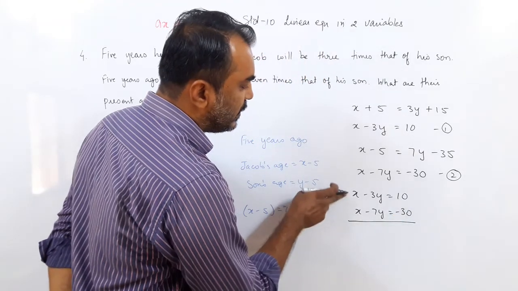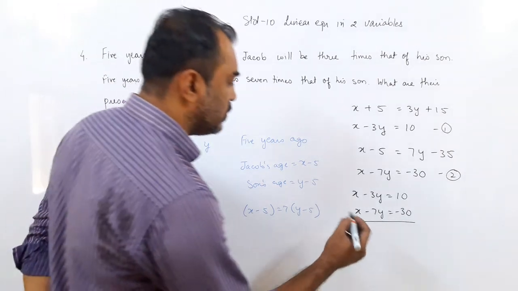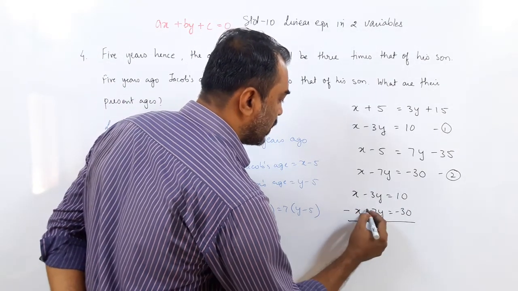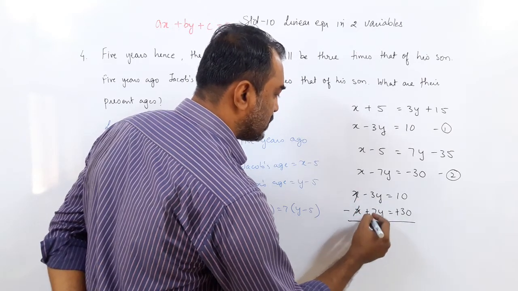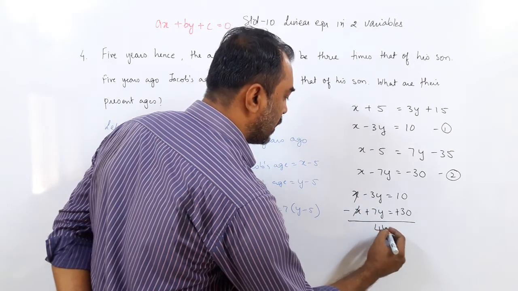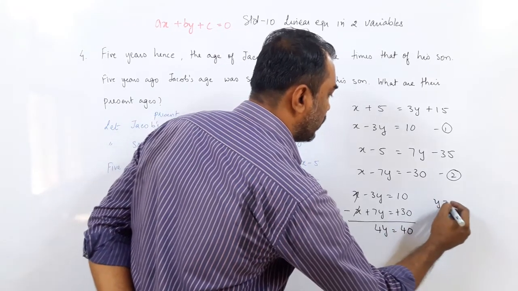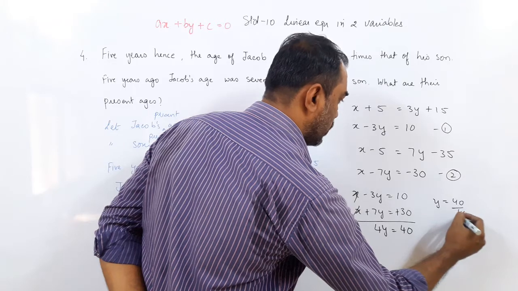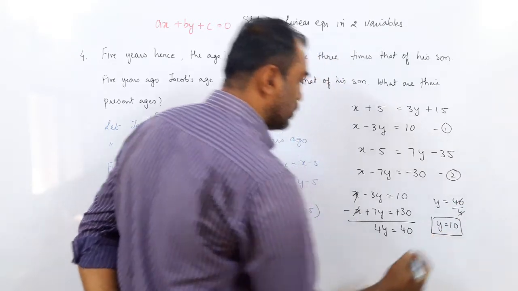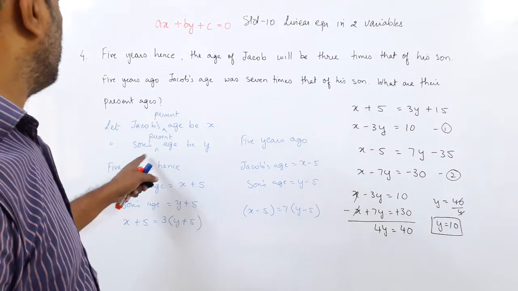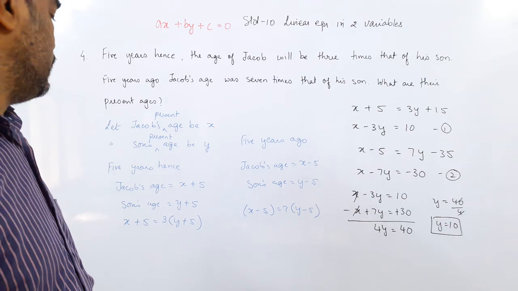Now you can see x and x are the same, so we'll go by the method of elimination. Both are positive, so I'll subtract. So x gets cut. Minus 3y plus 7y is 4y. 10 plus 30 is 40. So y equals 40 upon 4, or y equals 10. So what is the age of the son right now? The age of the son is 10.